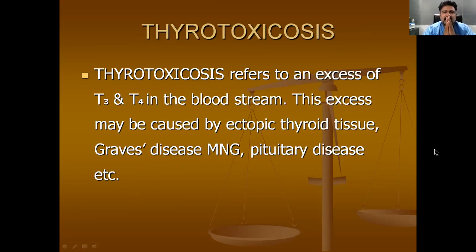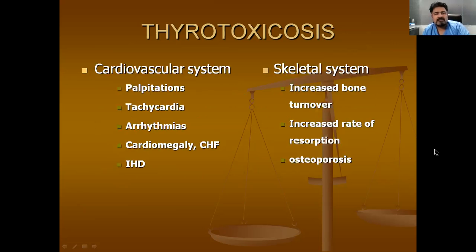Next thing is thyrotoxicosis. Thyrotoxicosis refers to the excess of T3 and T4 in the bloodstream. This excess may be caused by ectopic thyroid tissue, Graves' disease, MNG, and pituitary disease, etc. So it has various symptoms in the skeletal and cardiovascular systems. Like in the cardiovascular system, it has palpitations, tachycardia, arrhythmias, cardiomegaly, and IHD.